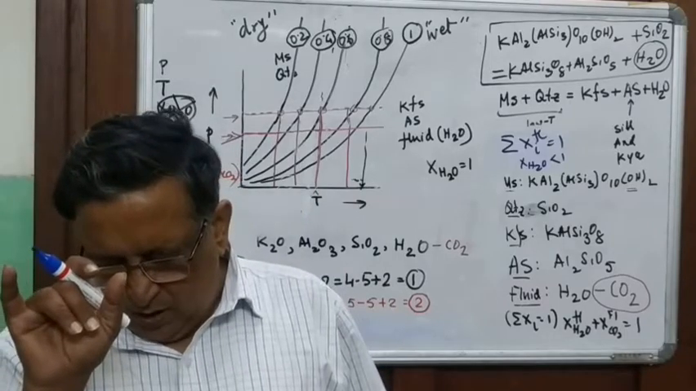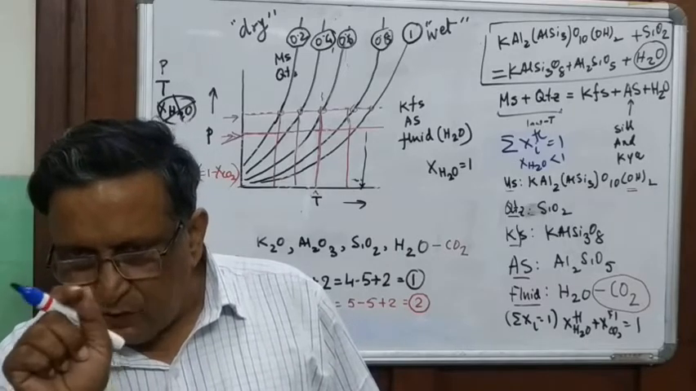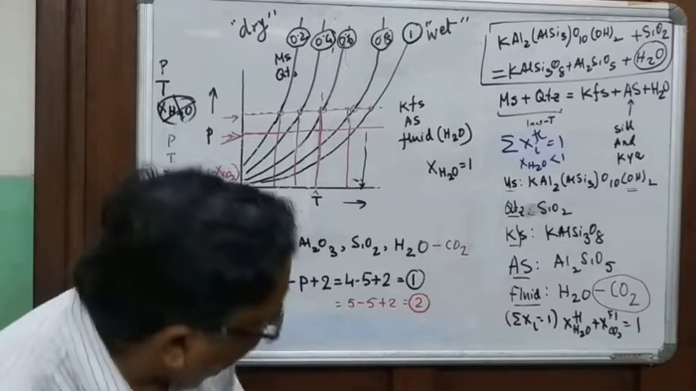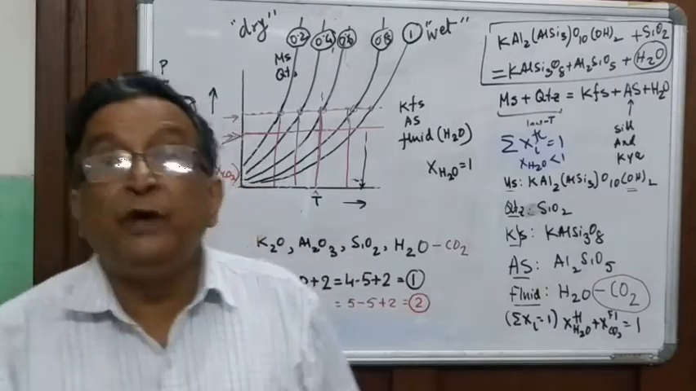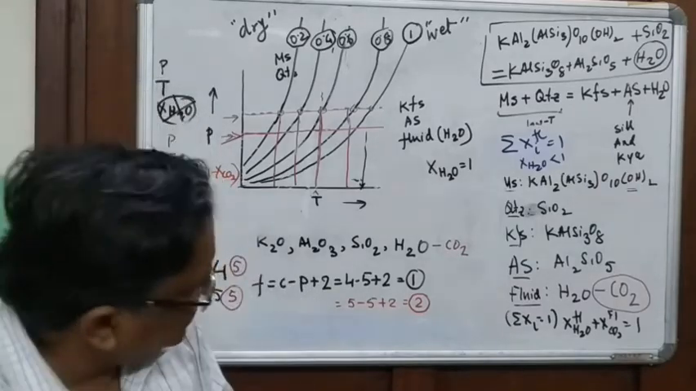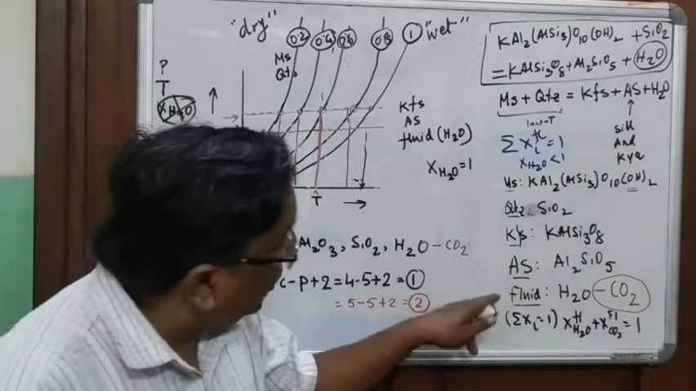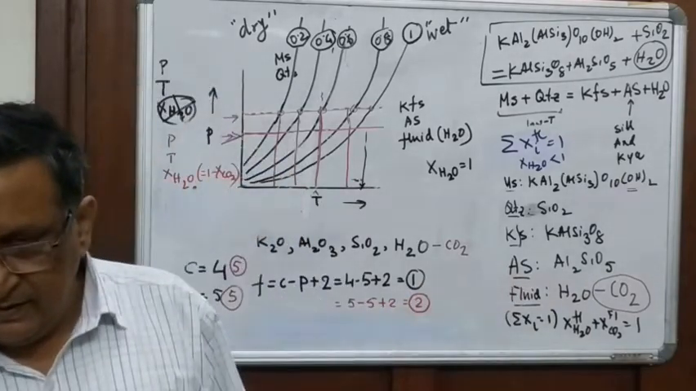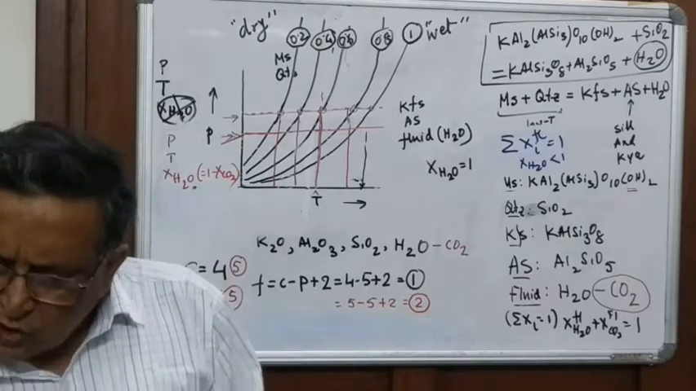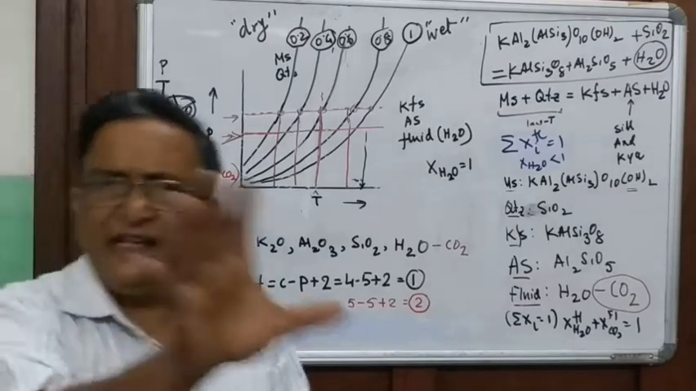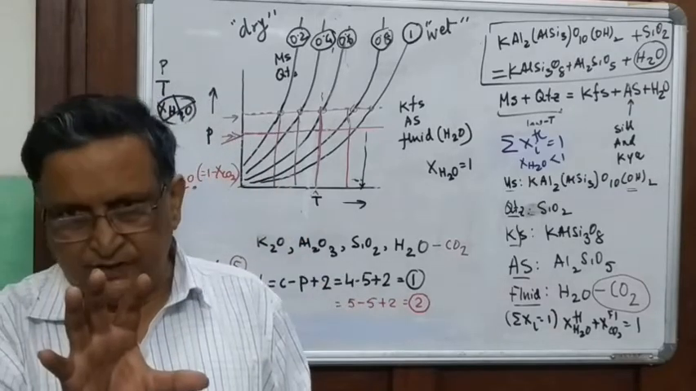the sigma xi, the total mole fraction of X component in the fluid, is less than 1. As opposed to this one, sigma xi equal to 1, where a fluid phase is present. So you see, that is why I introduced CO2, so that you can consider fluid as a phase. But there can be a situation where fluid does not exist as a phase, but there is a fluid. So this is called a fluid absent situation.